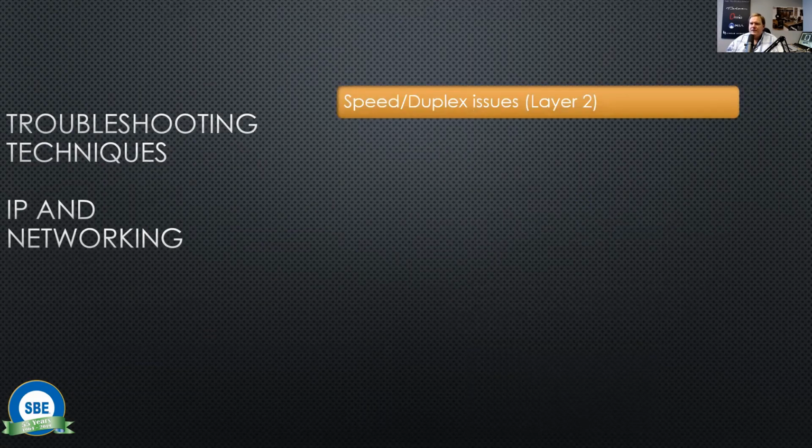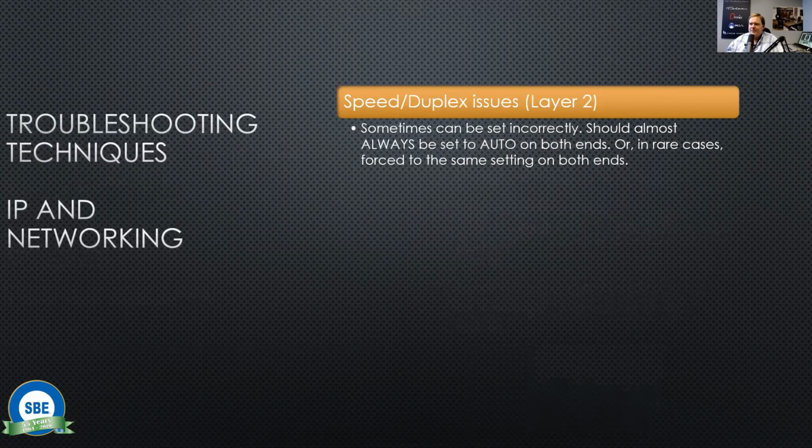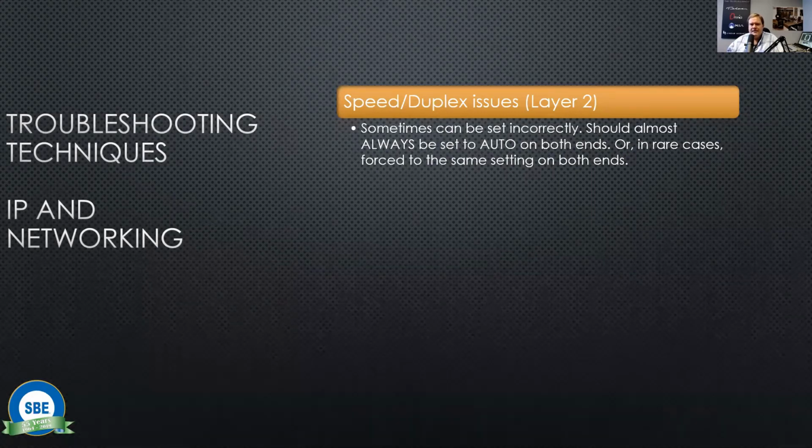So the next thing we would check for would be speed and duplex issues. Again, this is a layer 2 thing. Sometimes they can be set incorrectly in your network card. It should almost always be set to auto on both ends, or in rare cases forced to the same setting on both ends. And this is something that actually changed once we went to gigabit Ethernet, which generally you are going to want to leave forced to auto on both ends.